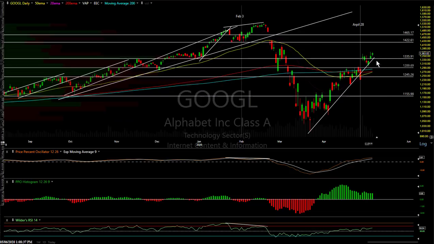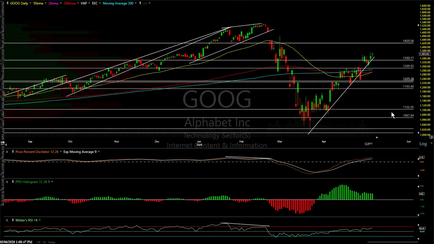Here's Alphabet, still above trend. So these are the levels to watch. Let me tighten up that trend line. You need to see the trend line break. You need to see a crossover, but it's strong right now. As of now, again, no sell signals there. And I'm going to move that trend line like the other one.